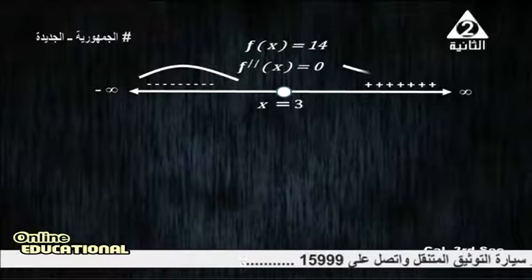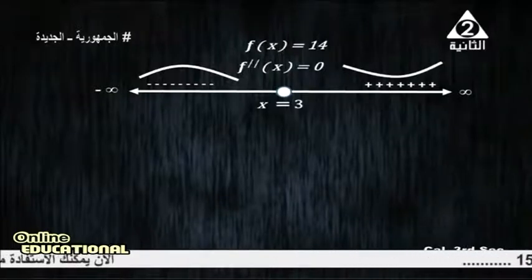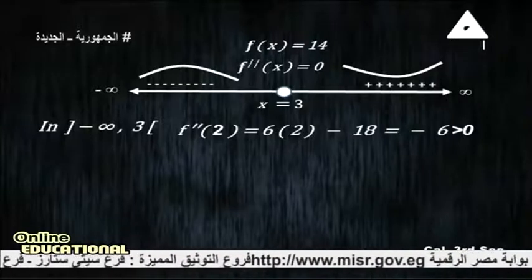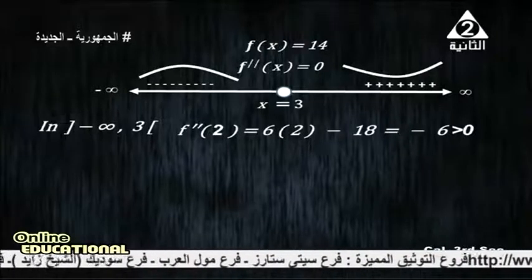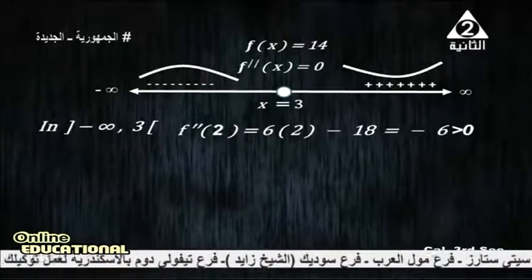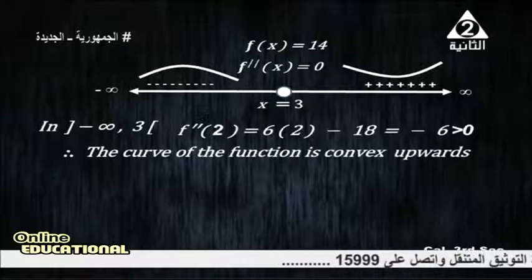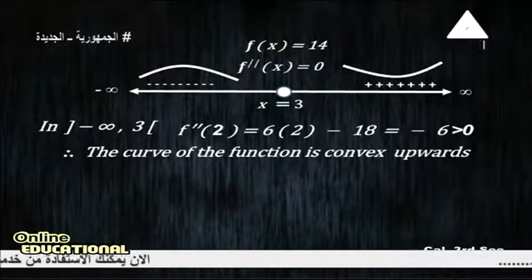Then the curve is convex upward in the open interval negative infinity to 3, and convex downward in the open interval 3 to infinity. Now we can take any number belonging to the open interval negative infinity to 3 and substitute in the second derivative f double dash. F double dash of 2 equals 6 times 2 minus 18 equals negative 6. Negative 6 is less than 0. Then the curve of the function is convex upward in this interval.